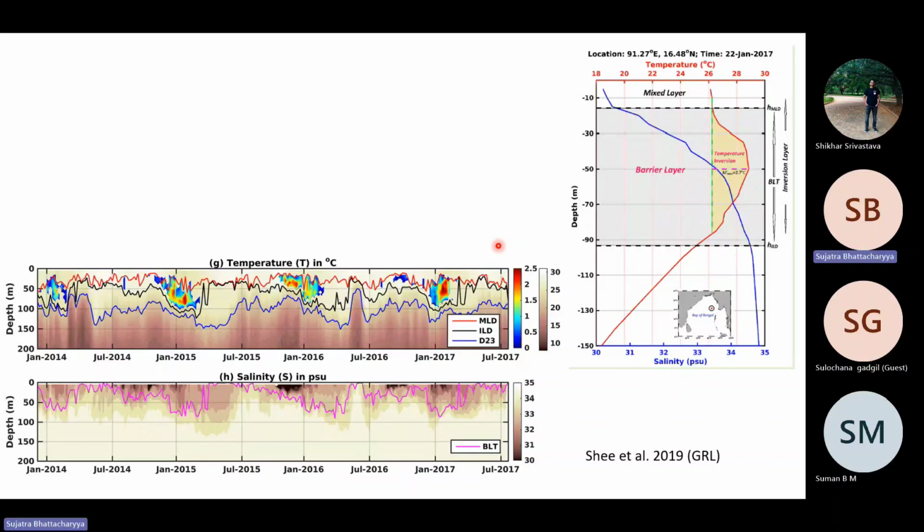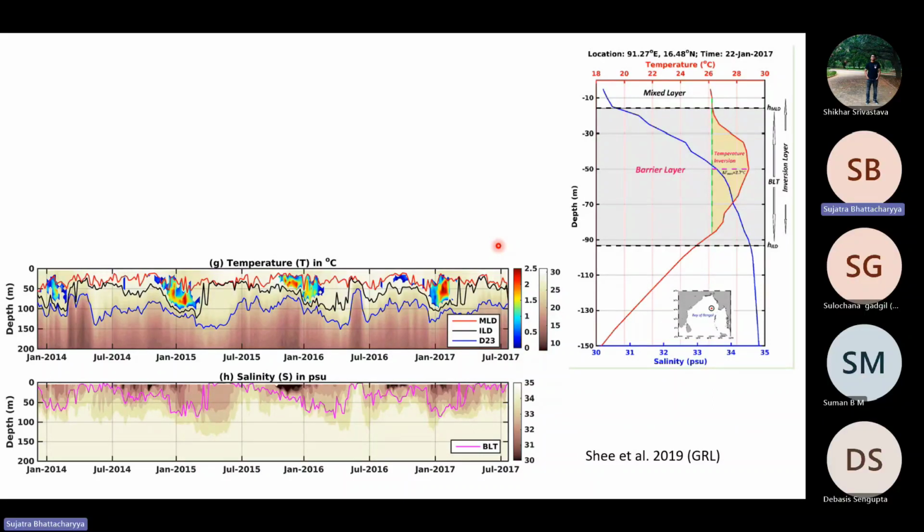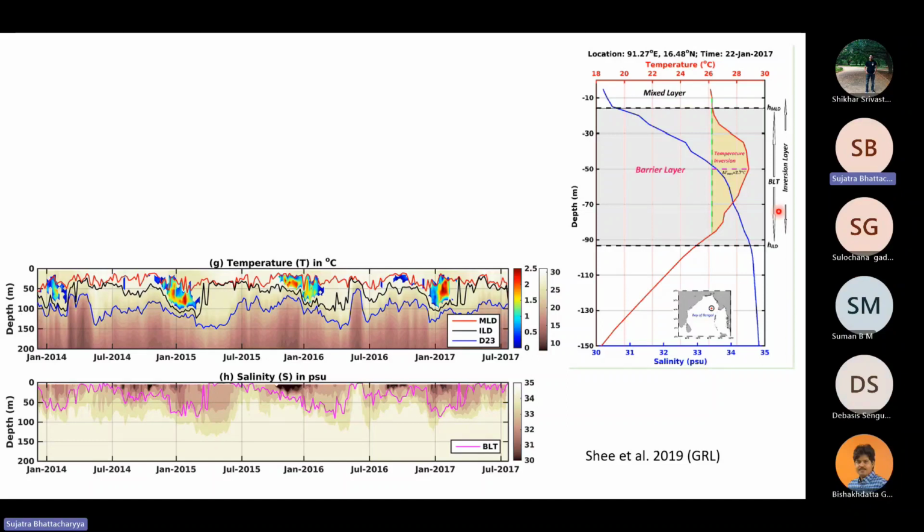All right. These are the profiles obtained from following a single Argo float, and this is the temperature inversion. These are the temperature and salinity profiles at this particular location, 91.27 east and 16.48 north, on 22nd January 2017. You can clearly see there is a subsurface warm layer beneath a mixed layer, and you also have a stable salinity stratification throughout. This is very characteristic of the Bay of Bengal, and especially as you go more towards the northern Bay of Bengal, you will find sharper salinity stratification.